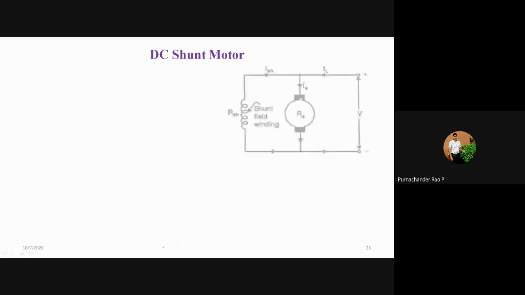And next, now we'll discuss the shunt generator in just a second.